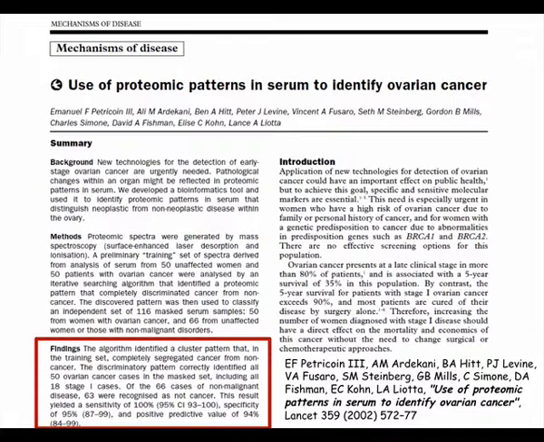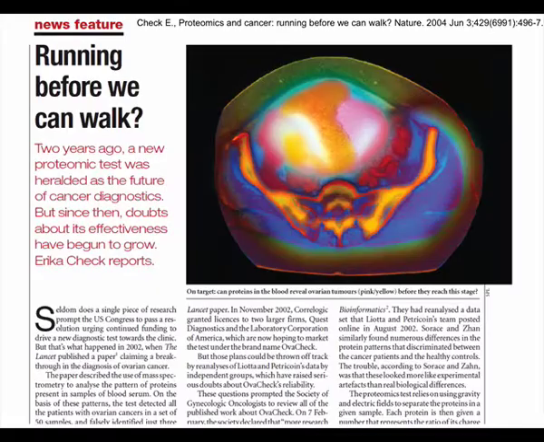So it was great because you could just take a blood sample and then do early detection of ovarian cancer. Unfortunately, it turned out to be wrong.